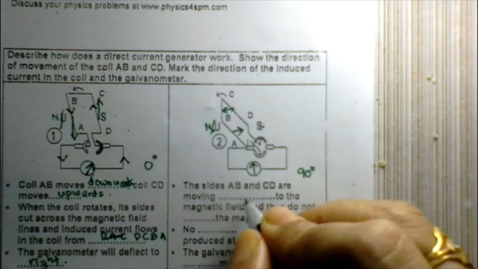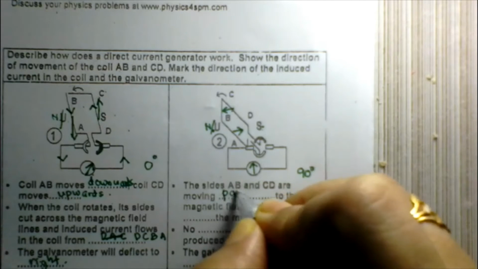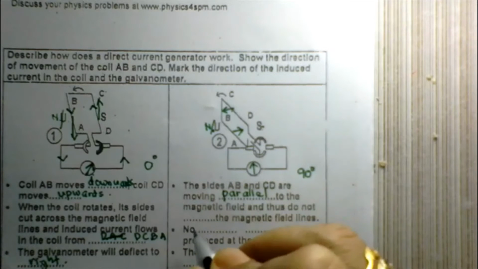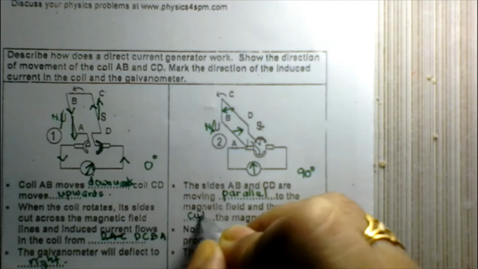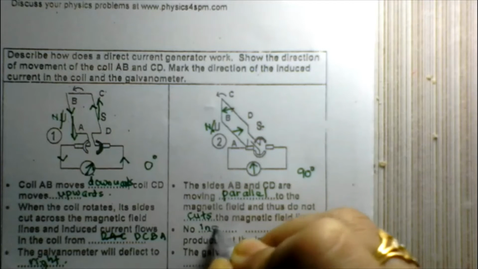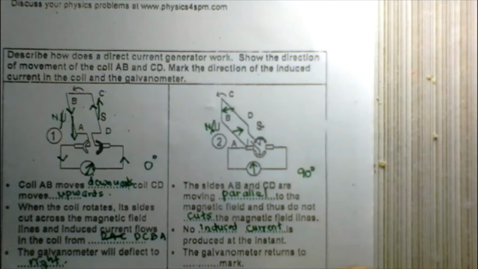So the sides AB and CD are moving parallel to the magnetic field, and thus do not cut the magnetic field lines. No induced current is produced at the instant the galvanometer returns to the 0 mark. No reading. Okay, next.